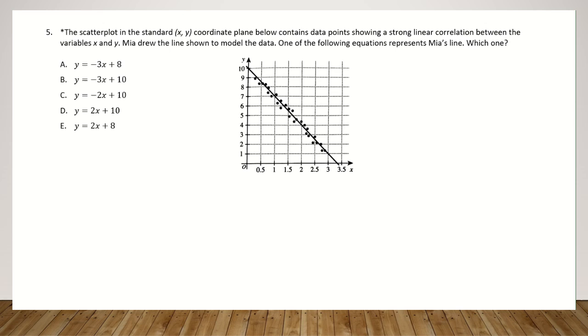Next one. The scatter plot in the standard XY coordinate plane below contains data points showing a strong linear correlation between the variables x and y. Mia drew the line shown to model the data. One of the following equations represents Mia's line. Which one? So here's the next one to try on your own. Okay, look at that line of best fit and choose the equation. You have 1 minute. Go ahead.